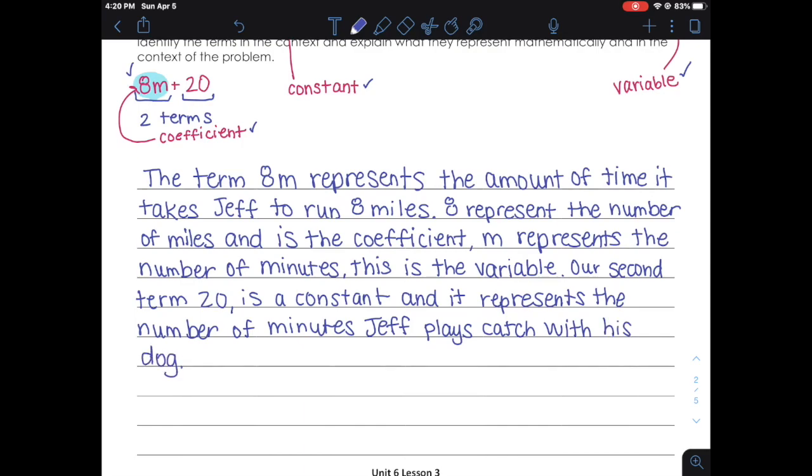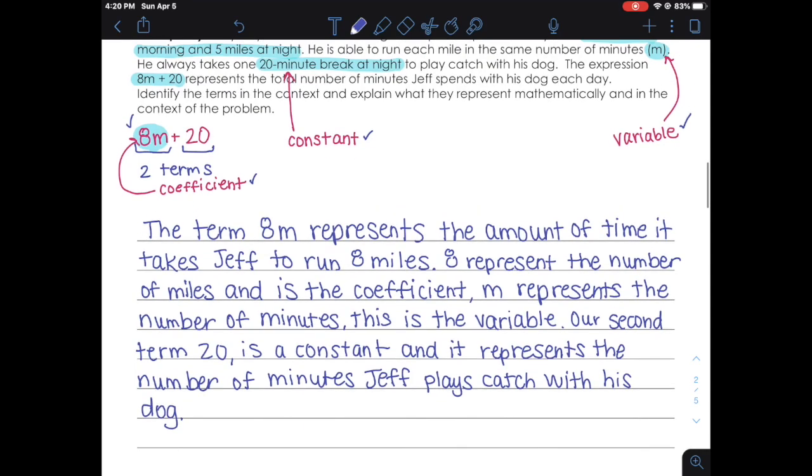All right, so I'm going to go back and make sure that we represented each of the different terms. So we have the term 8M. Okay, so we've got term done. Okay, we talk about 8, which represents the number of miles and is the coefficient. So we have our coefficient done. M represents the number of minutes and is our variable. So our variable is done. And then finally our constant, which is the 20 minutes that Jeff plays with his dog at night.